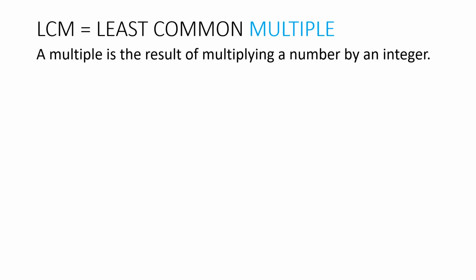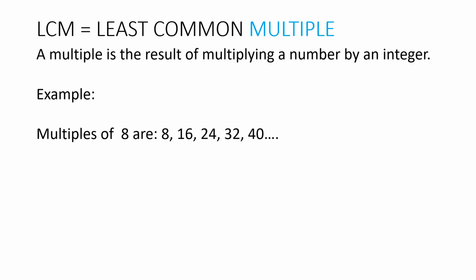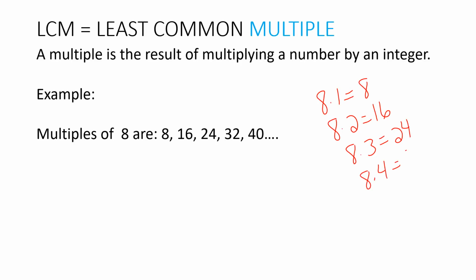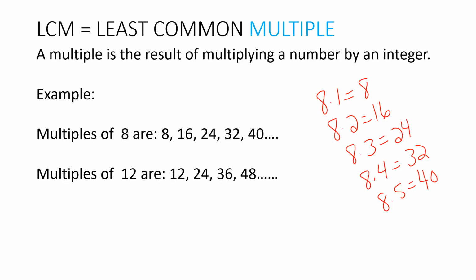A multiple is a result of multiplying a number by an integer. For example, multiples of 8 are 8, 16, 24, 32, and 40. So I would say 8 times 1 equals 8, 8 times 2 equals 16, 8 times 3 equals 24, 8 times 4 equals 32, 8 times 5 equals 40, and so on. Multiples of 12 are 12, 24, 36, 48, and so on.